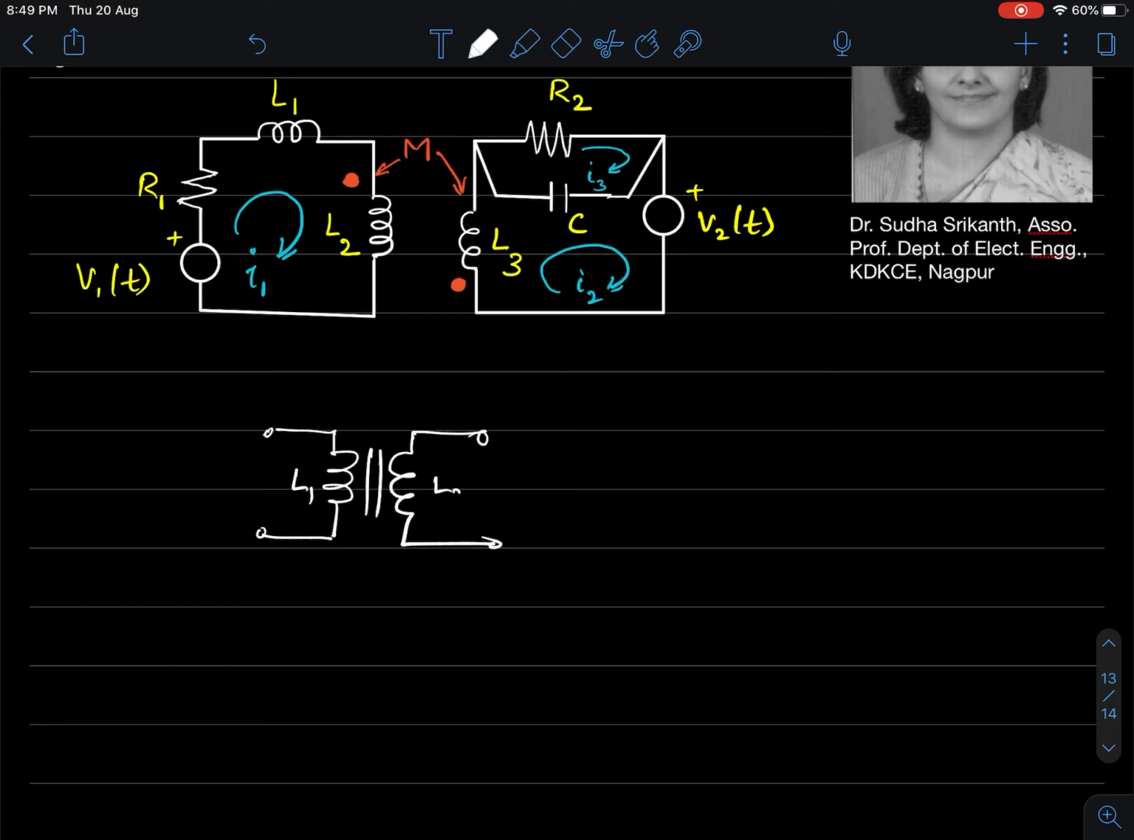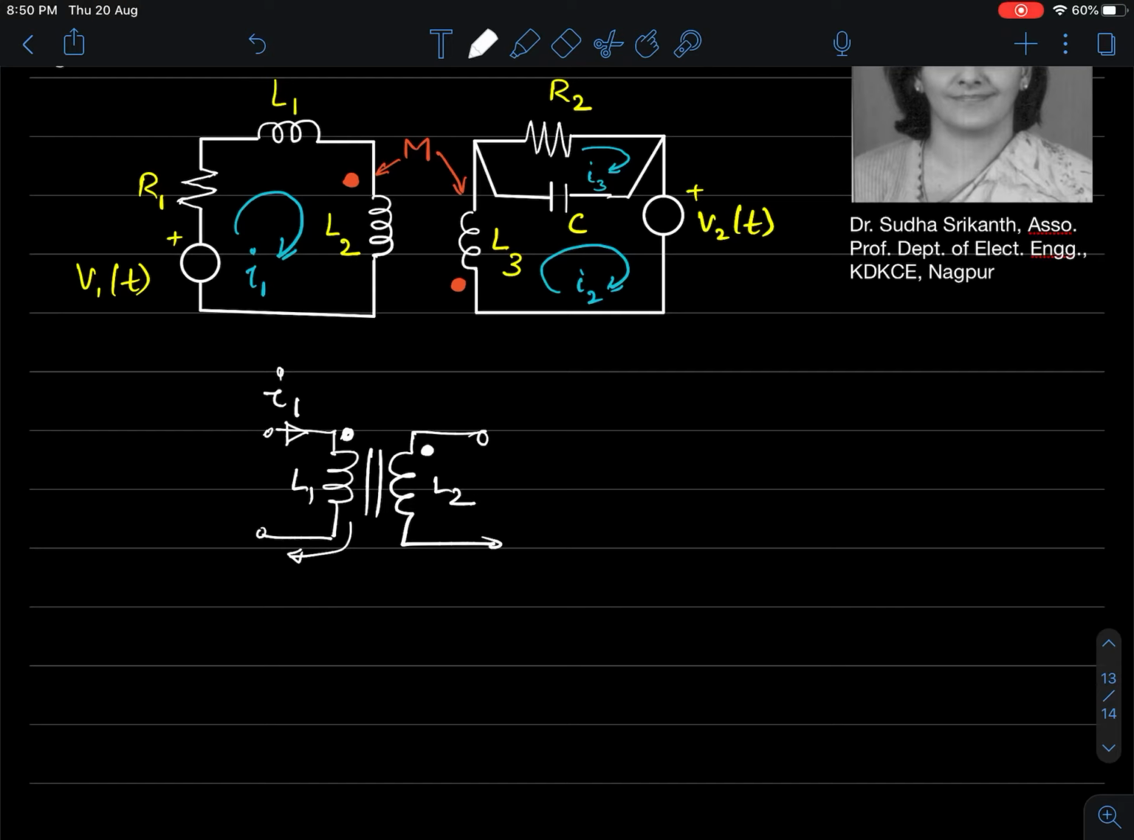This is my L1, this is my L2. Let us put a dot here, and this coil L2 has a dot here. This is the polarity marking that I have for these two windings. If my current through L1 is flowing in this direction, that is from the dot towards the undotted end, in other words, I1 is entering the dot and leaving this way.